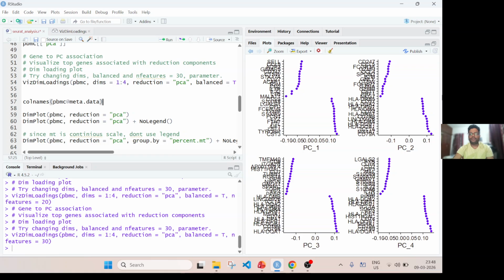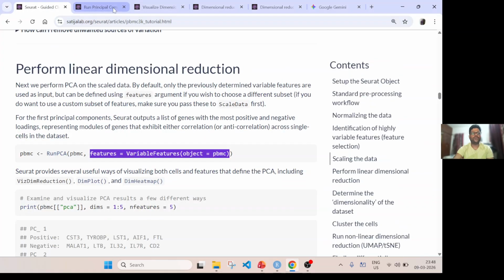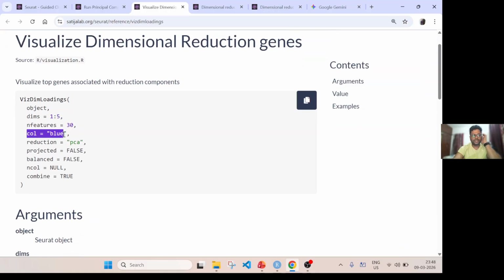Okay, perfect. So this is one kind of plot that you can see, and there are some other parameters. You can go over the parameters of this visualization function as well. You can change the colors, and you can choose which reductions you want. For now PCA, but later on you can use UMAP and TSNE as well, and balanced true or false. You can also divide the plot by number of columns. So you can play around with these other options as well.